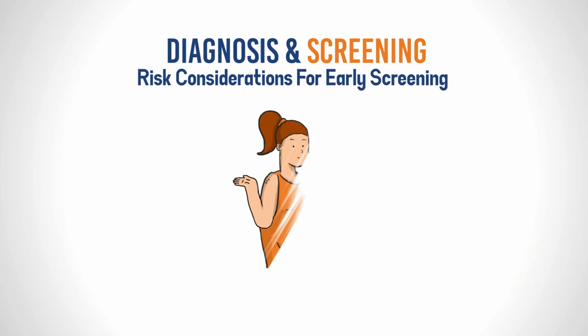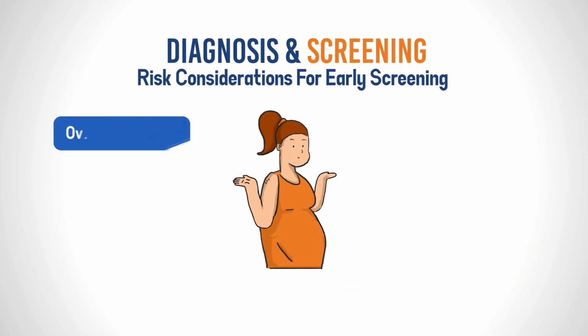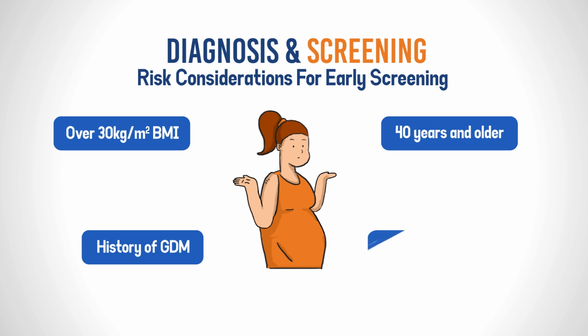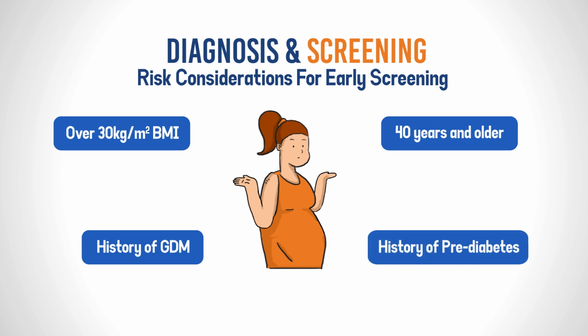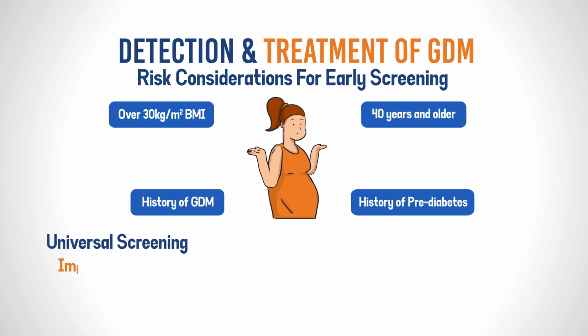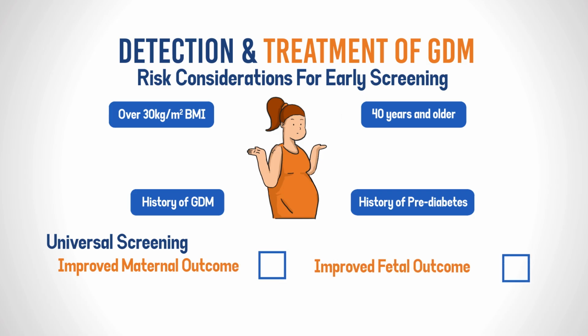Women not known to have pre-existing diabetes but with high risk factors for diabetes should undergo screening for pre-existing diabetes as early as possible in pregnancy to allow appropriate management of possible complications. In Singapore, universal screening is recommended because Asians have a higher prevalence of GDM. Universal screening is also associated with improved maternal and fetal outcomes.